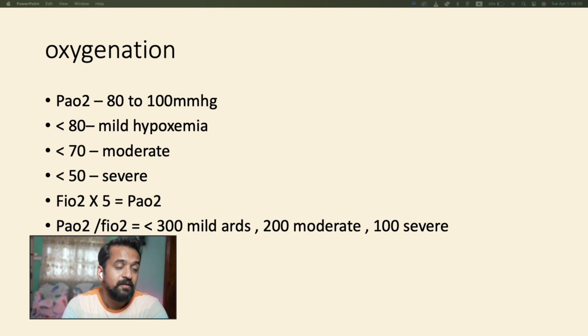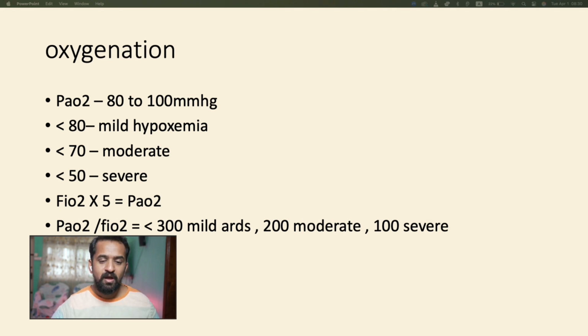Another relationship which is very important, we tend to forget, because we are giving 100% oxygen to a patient, and then when you do ABG, the partial pressure of oxygen is only 100. And you go like, oh, 80 to 100 is normal, so I'm okay, but you're not okay. The relationship goes like this: the FiO2 times 5 equals your partial pressure of oxygen. This is very important in ARDS situations as well.